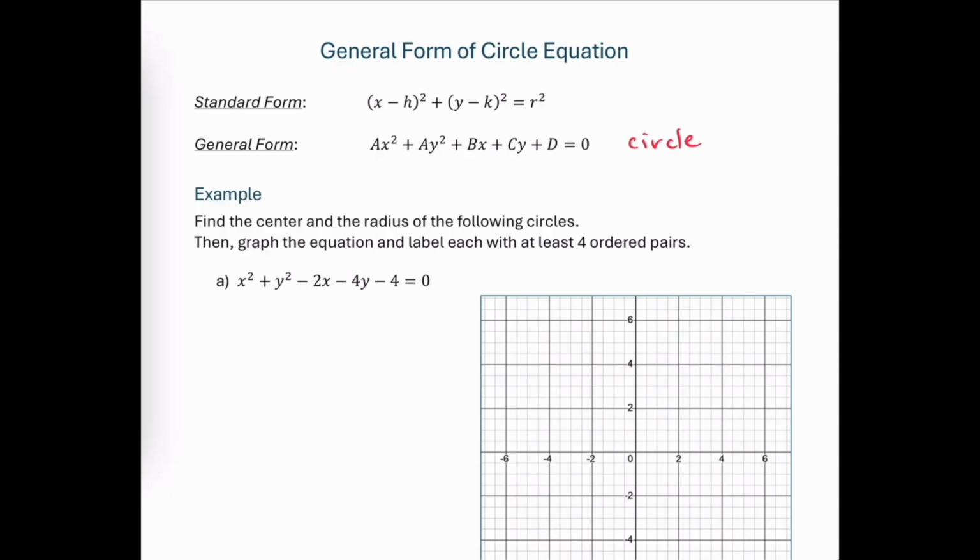If all of that is true, then this would be the general form of the equation of a circle, but in order to find the center and the radius, we would need to alter its form to get it into the standard form. So let's take a look at how we would do that.